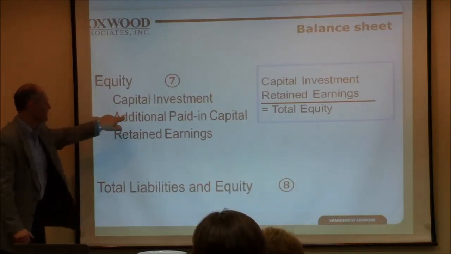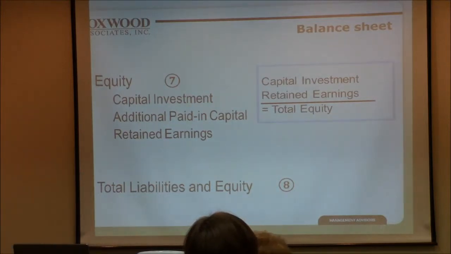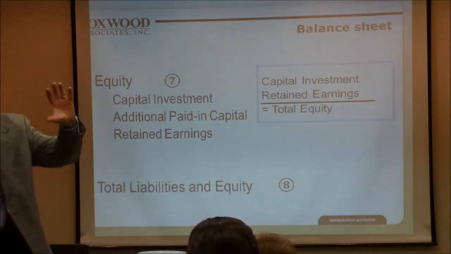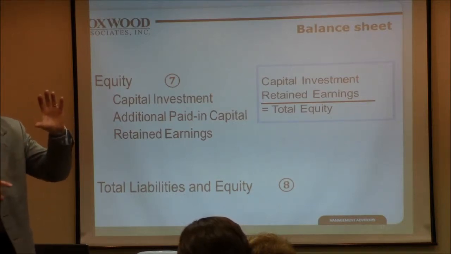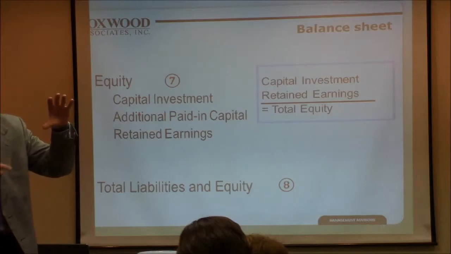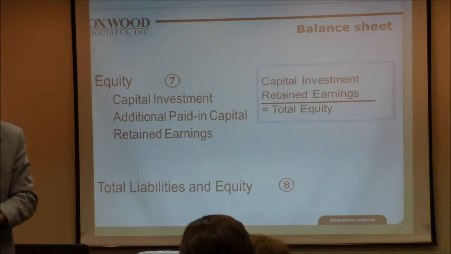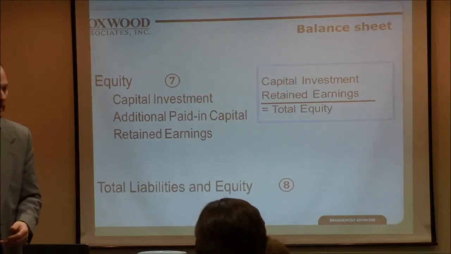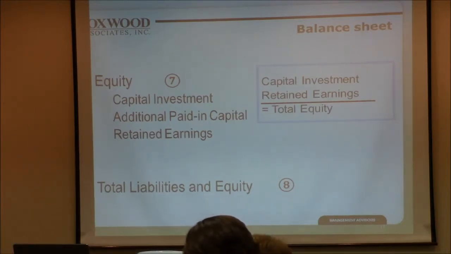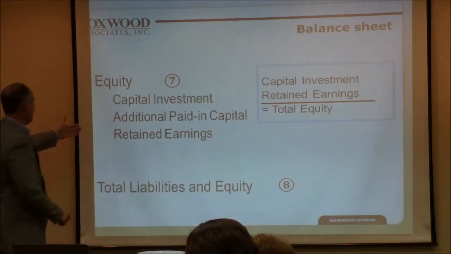Sometimes you'll see a line called additional paid-in capital. Typically, where I see it, I'll see capital investment and additional paid-in capital. Capital investment is usually the initial capital investment, and additional paid-in capital is investment that owners put in after the initial investment has been made. Maybe it could be years later. Remember, this isn't money people are loaning. This is money owners claim for themselves. Could have been their investment. And then here's the retained earnings.